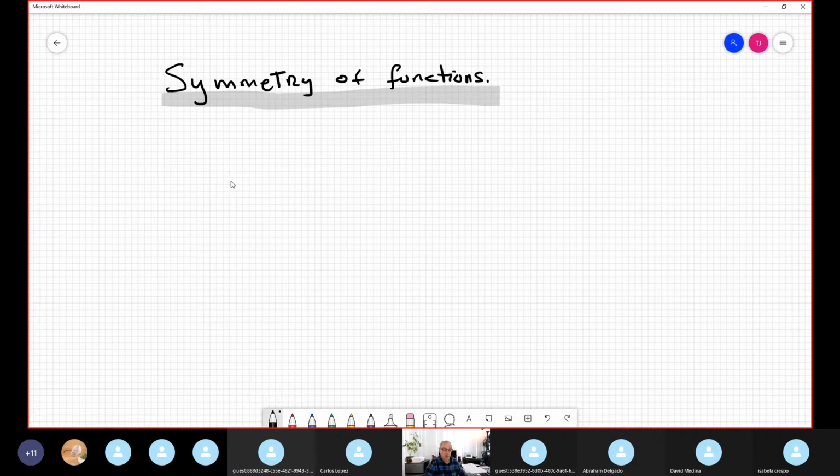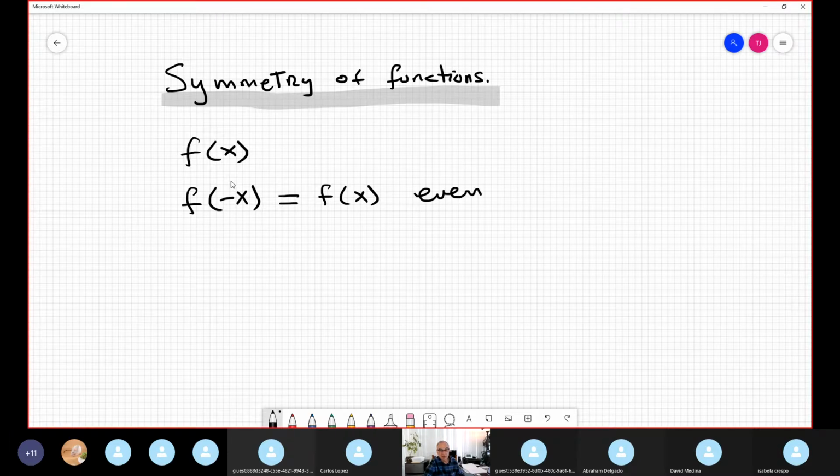Okay, but how are you testing that? The test is easy. You have a function and you replace x with negative x. That's the only thing you should do. When you are doing this, several possibilities happen. The first possibility is that nothing happens, that the function stays the same. What does that mean? That the function is even. If the function is even, it is symmetric with respect to the y-axis.